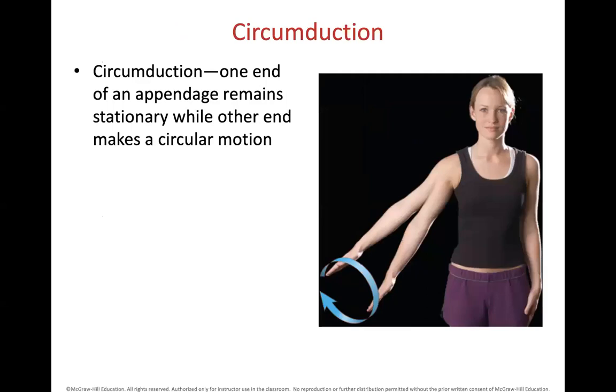Circumduction is pretty easy to understand. It's where you move one end of an appendage in a circle and the other one stays, hopefully, in the same spot. So your shoulder is going to stay in the same spot as you move your arm around. For the most part, this is just in reference to your arms and your legs.